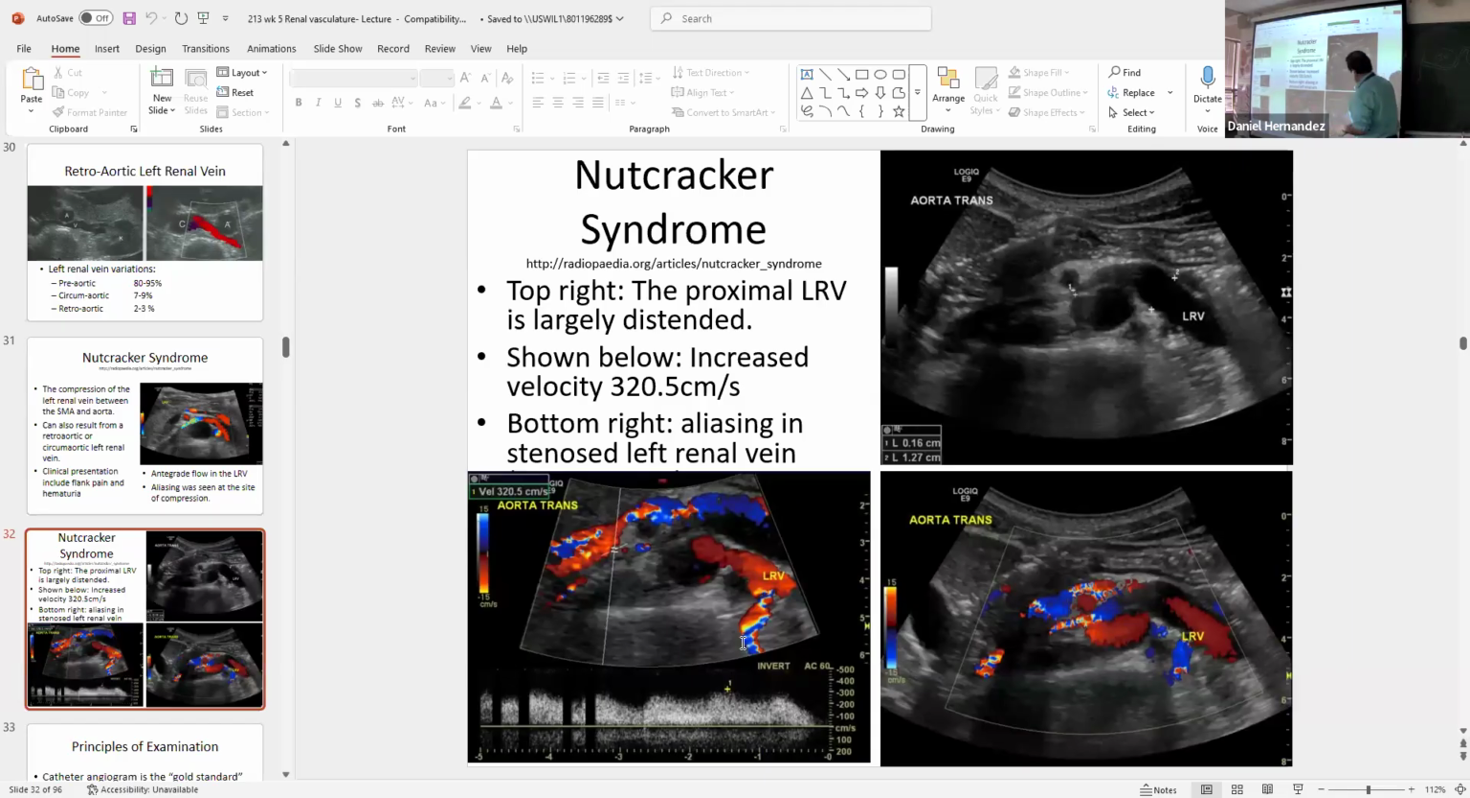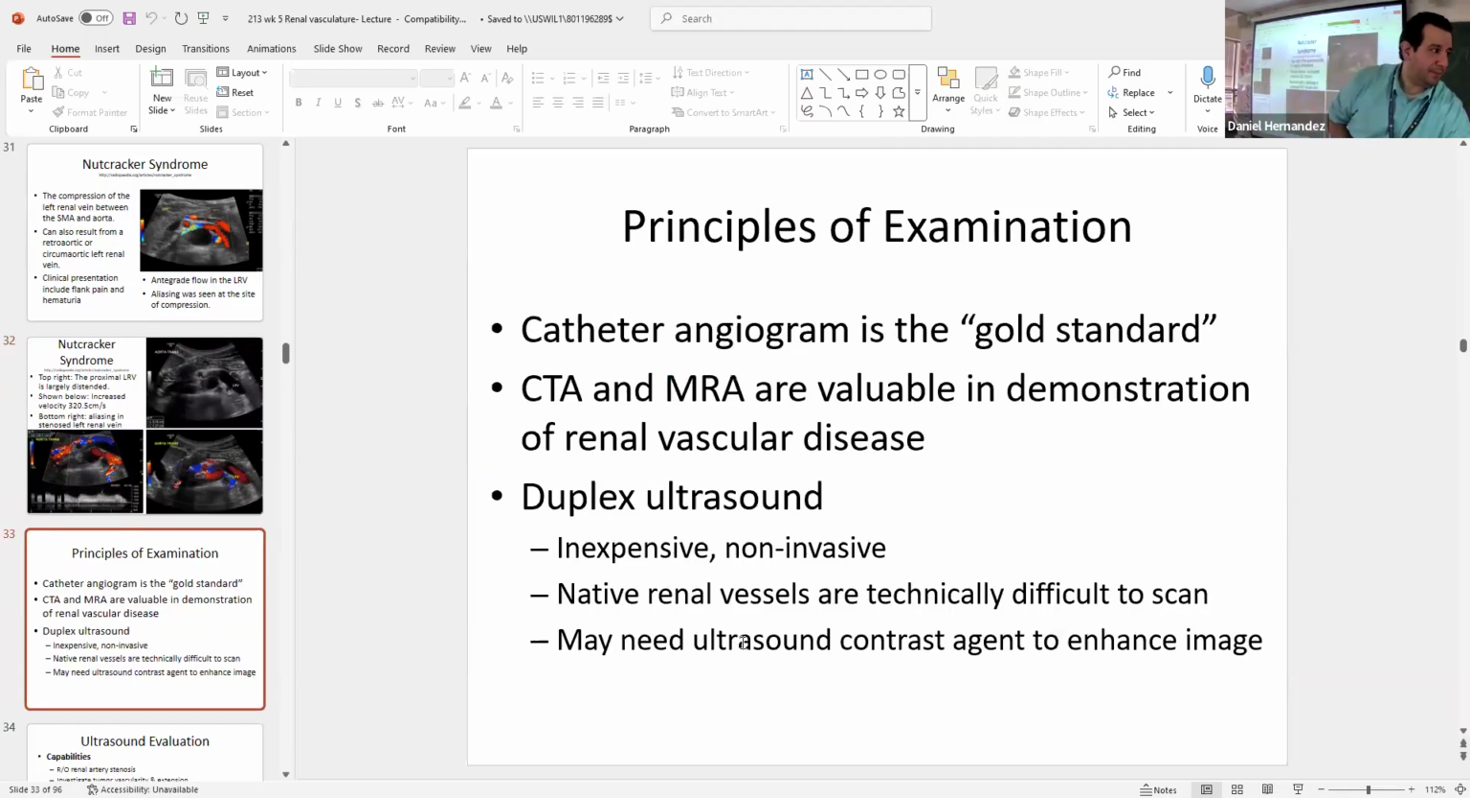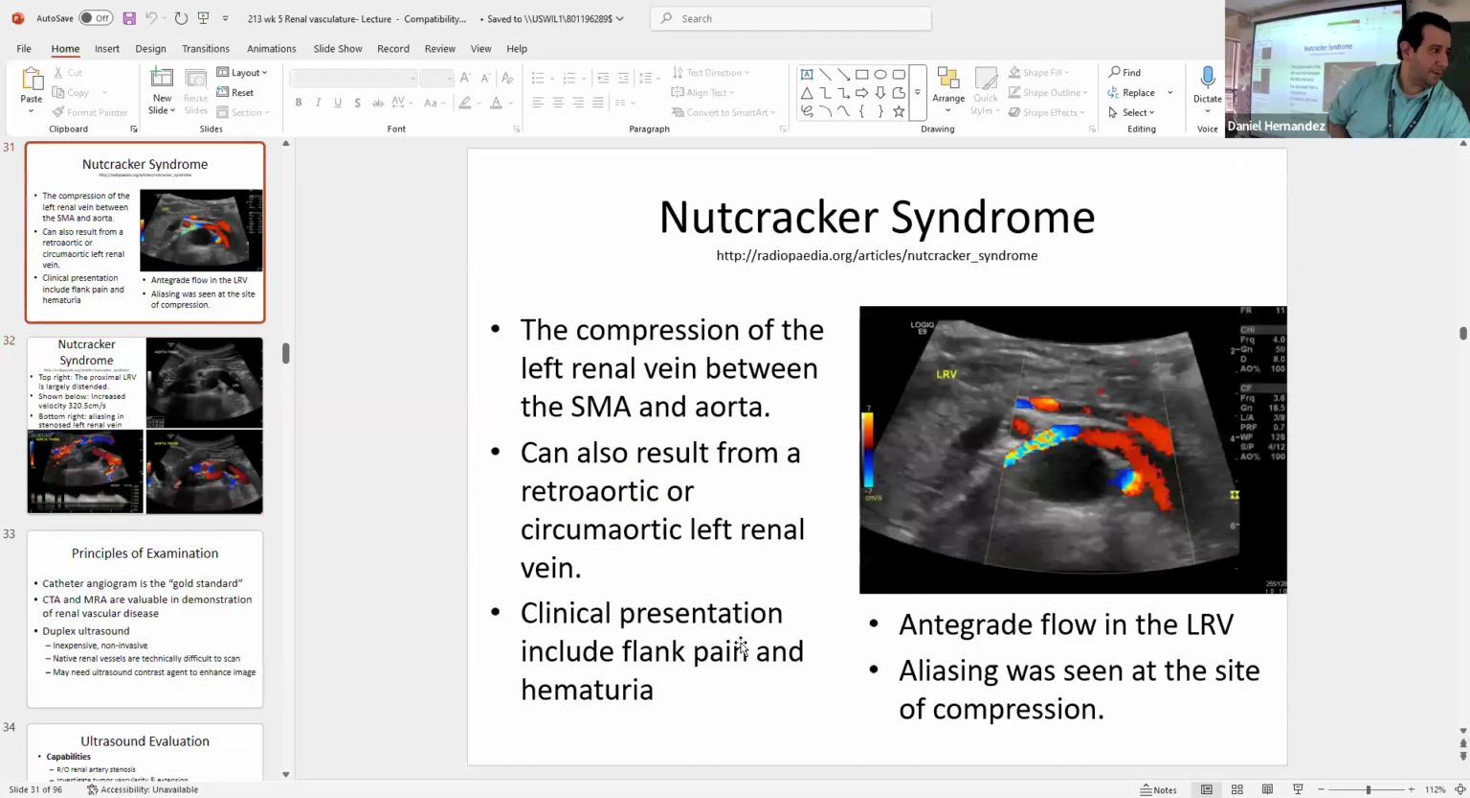With color Doppler, they were measuring velocities. They measured 320 centimeters per second, so we know that that's exceedingly fast when we're talking about the venous system. So again, because of that narrowing, that dilatation, that stasis of blood that's going on there, we worry about this potentially becoming thrombosed at some point. So that's nutcracker syndrome.